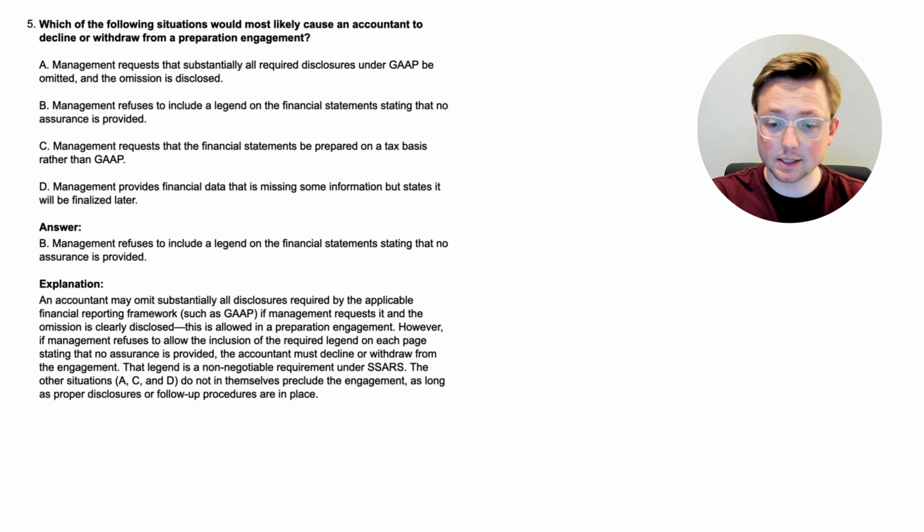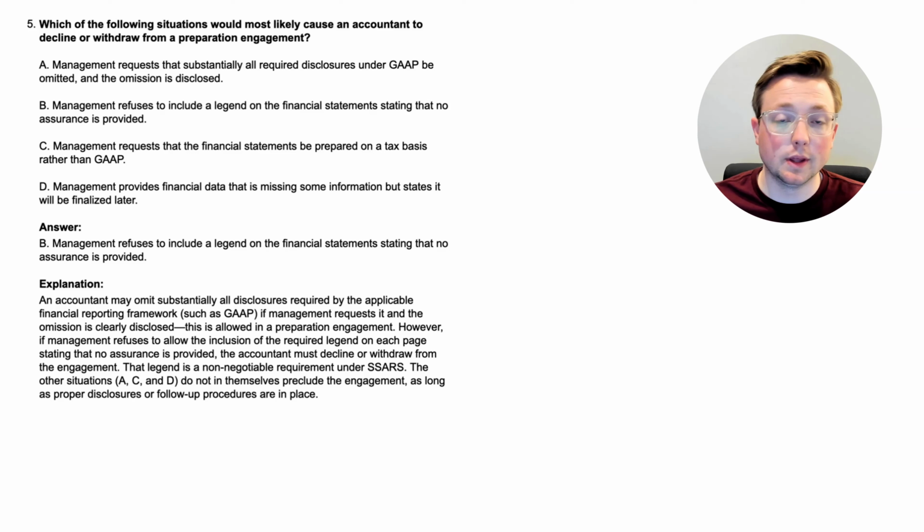So if management isn't going to, for some reason, allow the accountant to put that there's no assurance on each page, then the accountant probably should withdraw, or sometimes they might just decline it up front. Or I think I've also seen that you might be able to switch it to something more like a compilation, like change the engagement type.